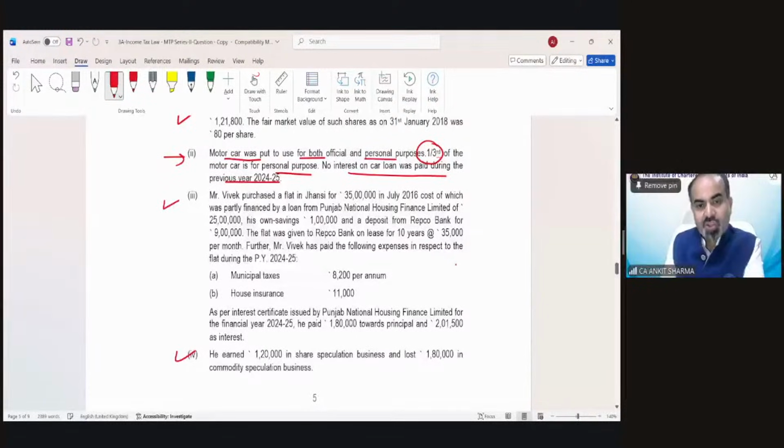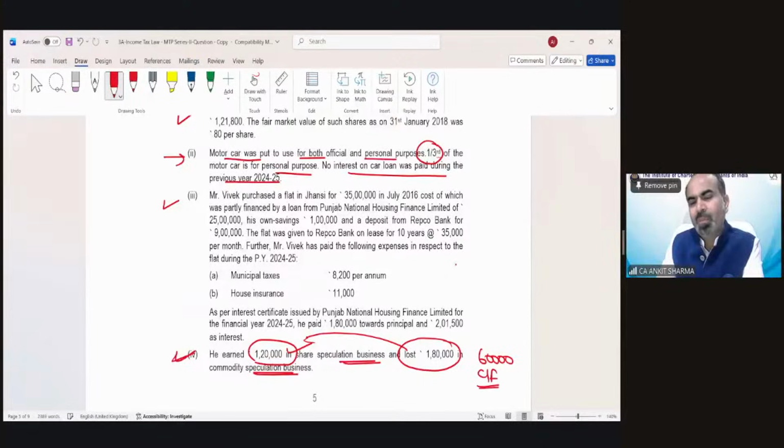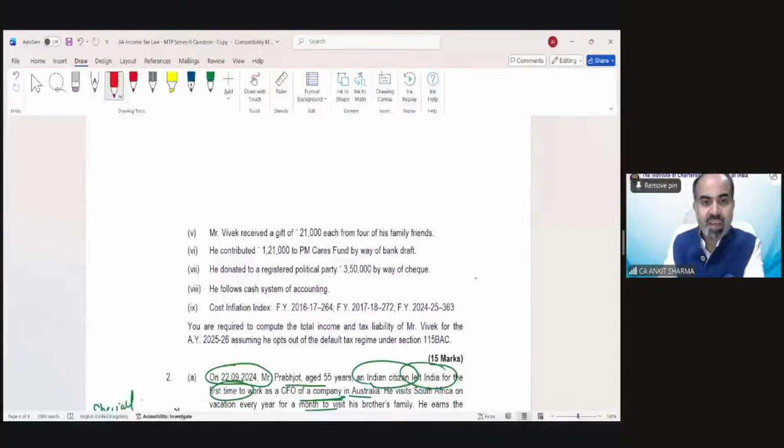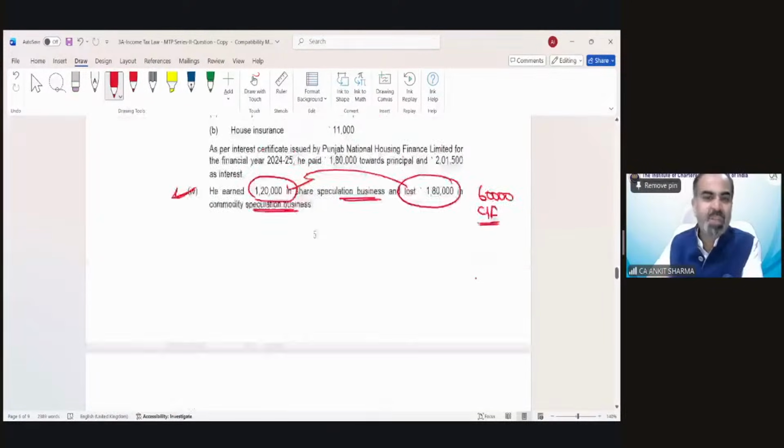There is a speculation loss. This is for set off provision. 120 earned in speculation business and lost 180 in speculation business. So out of this, 120 loss can be set off, 60,000 can be carried forward. So this would be a topic of set off of losses. No other information regarding gift, charity, contribution to PM fund, donation, political party, cash system of accounting, etc. No other information regarding PGBP.